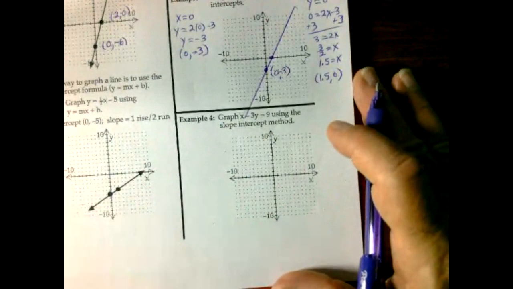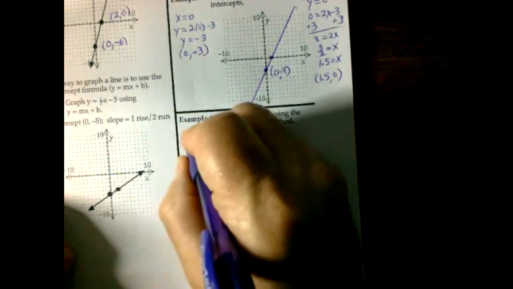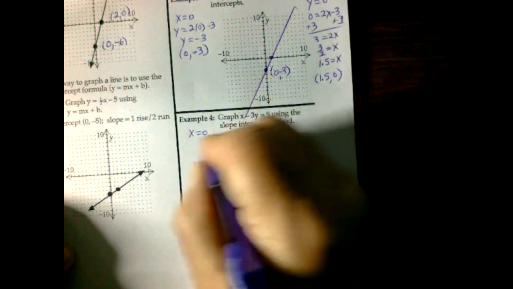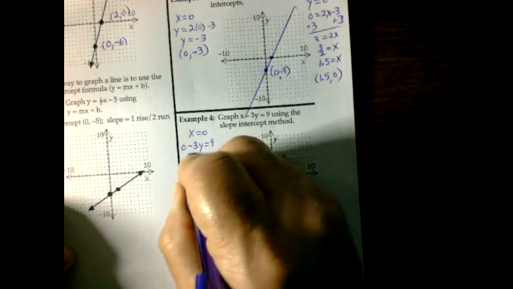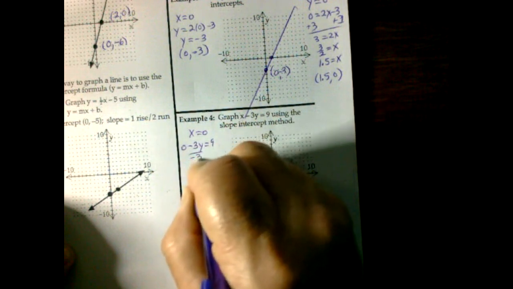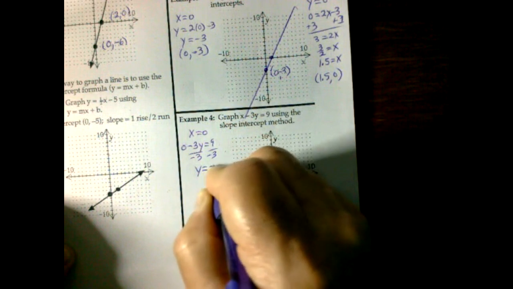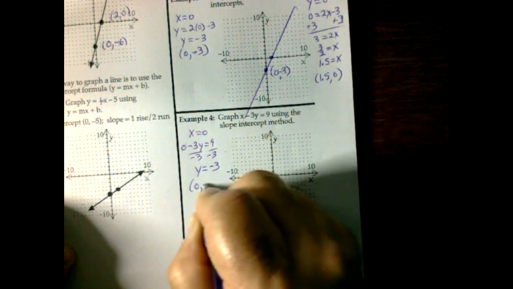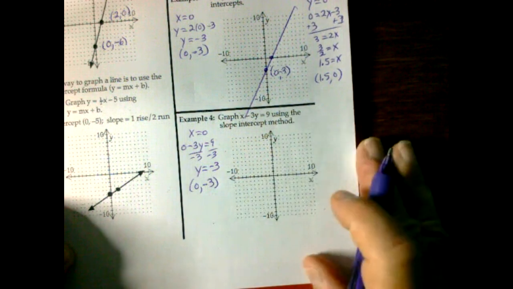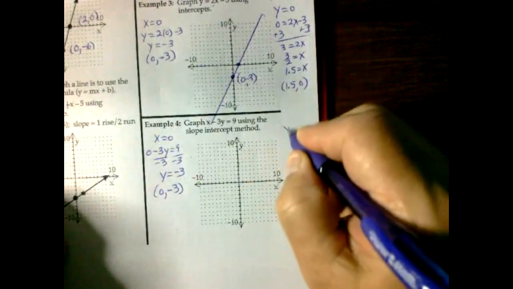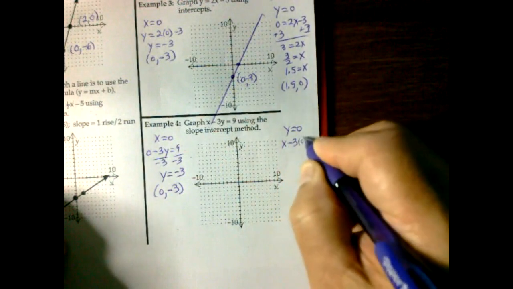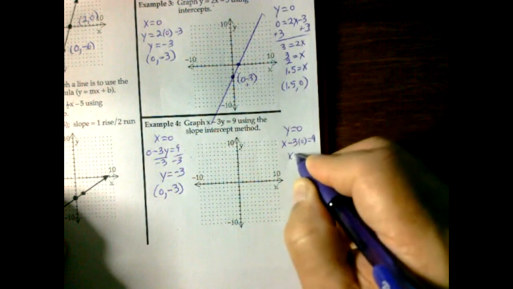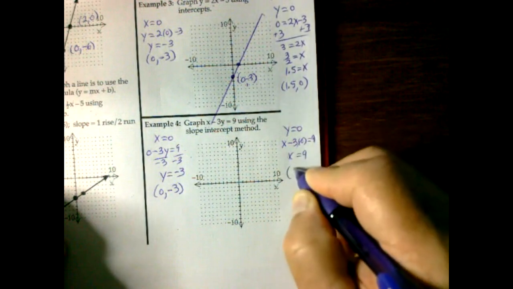Same thing's going to happen here. I'm going to put an x equals 0 and see what happens. 0 minus 3y equal to 9. That drops out, divide by -3, and you get y equals -3. So one coordinate would be 0, -3. Now the other coordinate, y equals 0, I have to put it there. X minus 3 times 0 equals 9. X equals 9. So the coordinates here, first the x, then the y.